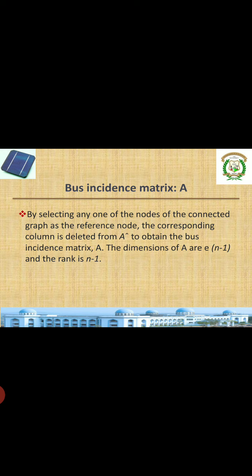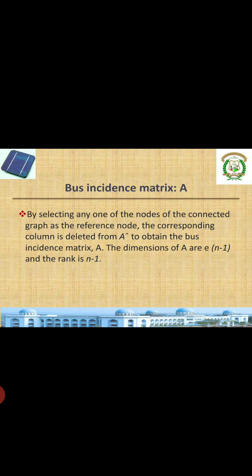So this is the incidence matrix. Now we can see the bus incidence matrix A. You can see the difference clearly. The incidence matrix is represented as A cap, and the bus incidence matrix, also called the reduced incidence matrix, is represented by A. See how to get this bus incidence matrix or reduced incidence matrix.